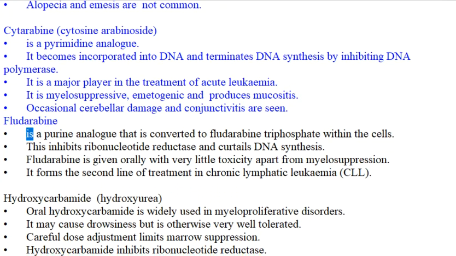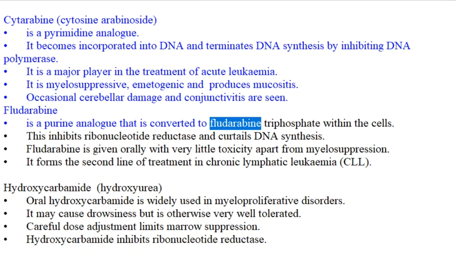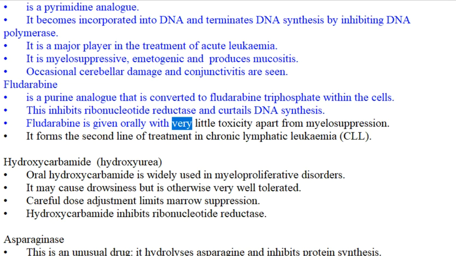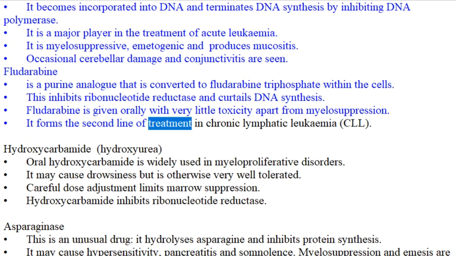Fludarabine is a purine analog that is converted to fludarabine triphosphate within the cells. This inhibits ribonucleotide reductase and curtails DNA synthesis. Fludarabine is given orally with very little toxicity apart from myelosuppression. It forms the second line of treatment in chronic lymphatic leukemia, CLL.